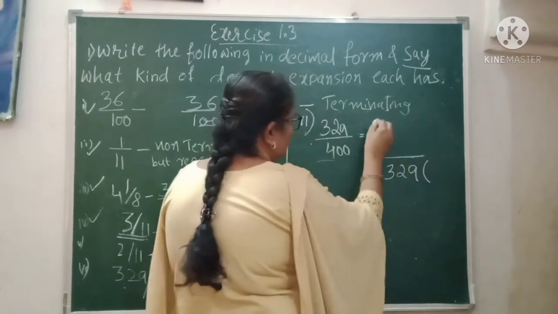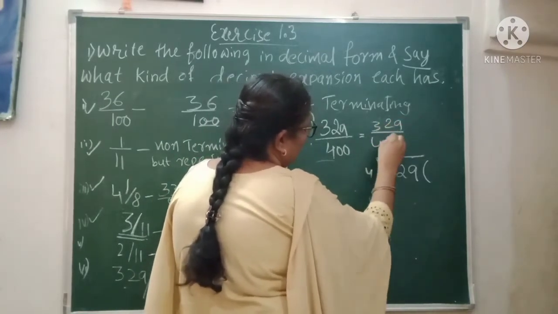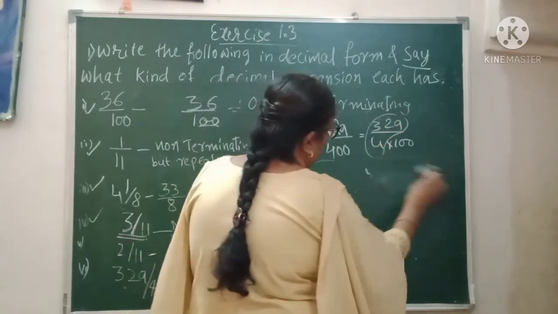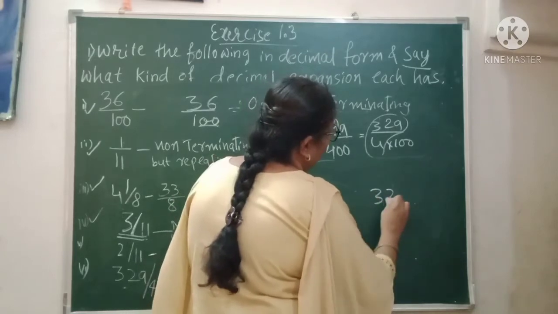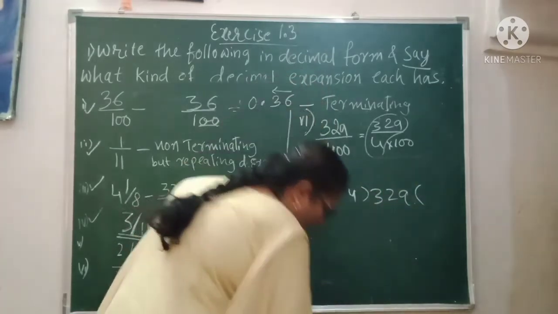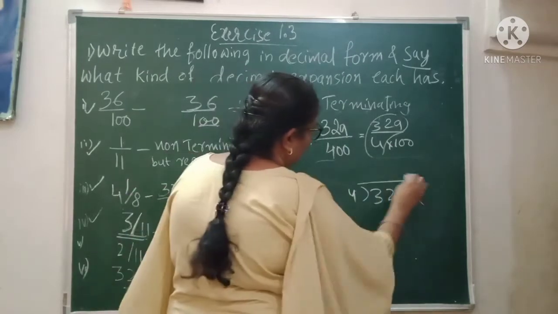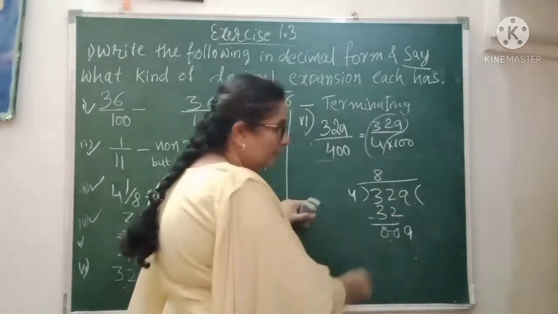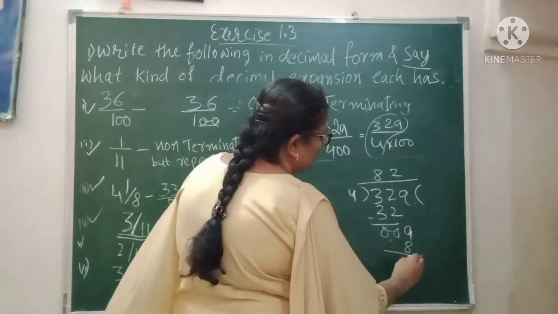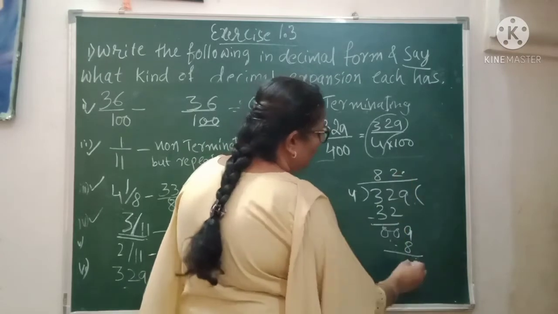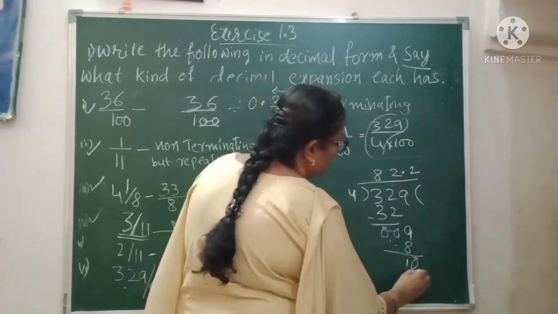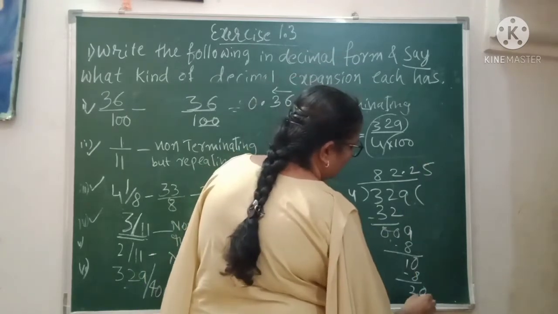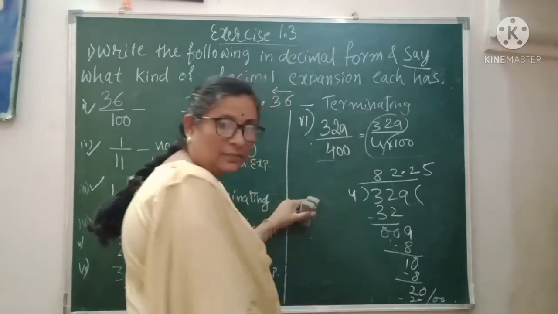Now look at this one. So what do we have? This is equal to 329 upon 4 into 100. I have written this one. 329 divided by 4. Yes, simple it is. 4 8s are 32. 4 2s are 8. This is 1. Then we will get a decimal point, and this is 0. 4 2s are 8. What happens? 2. Very simple. 4 5s are 20. Am I right? So that means this is terminating.